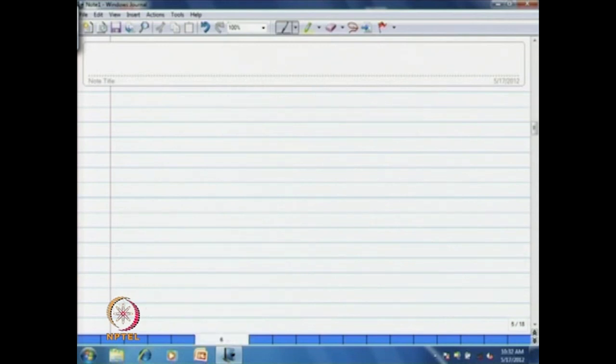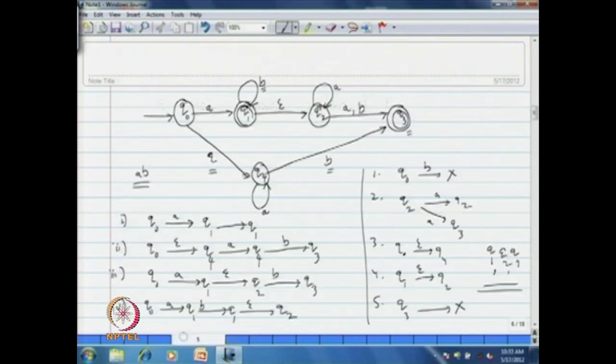That means, while tracing a path from Q0 on string AB, what we have considered is possible insertions of epsilon in the string, wherever an epsilon transition is defined. In the first case, we have considered the string to be epsilon AB, because we have taken first an epsilon move, and then a move on A at Q4 and a move on B at Q4.